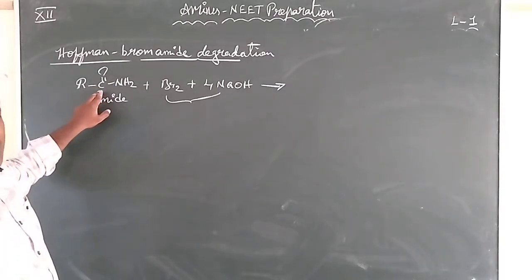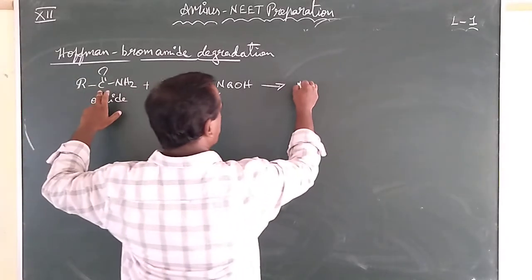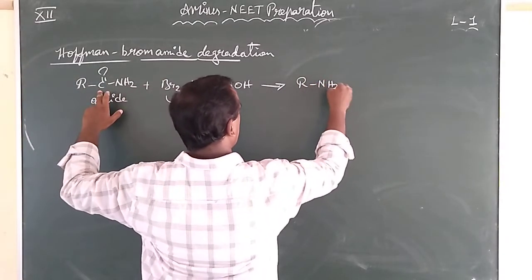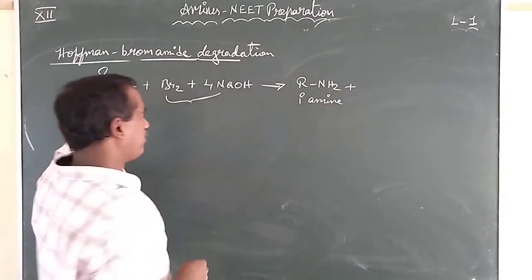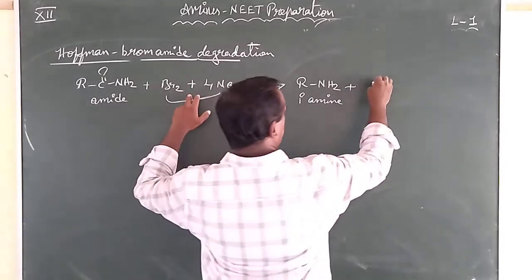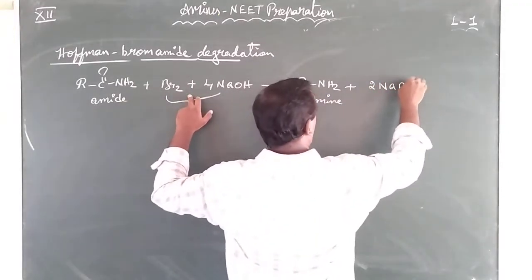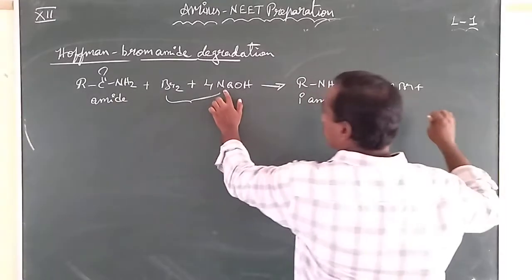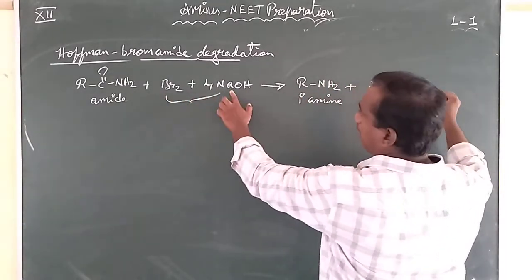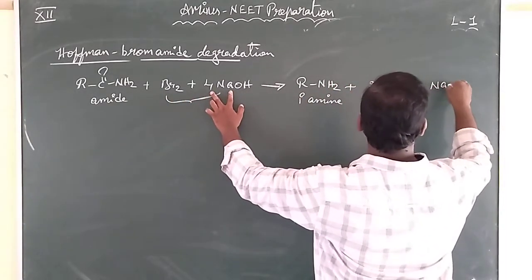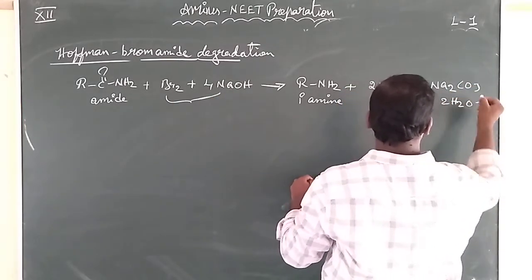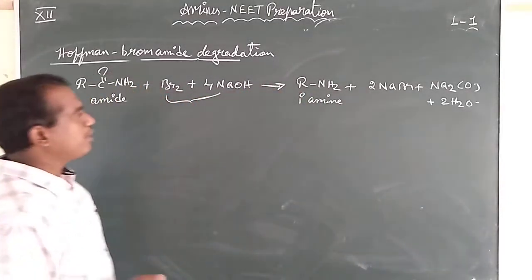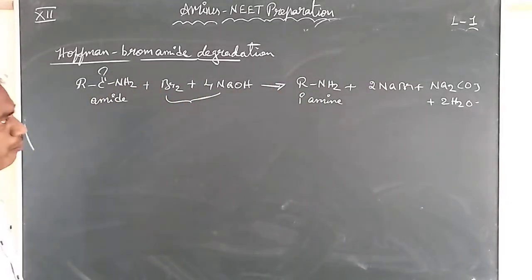Now degradation means the carbonyl group will be removed and the R will be bonded with the NH2. It is converting into a primary amine. Two of the bromines are removed with sodium in the form of sodium bromide, and Na2CO3 plus 2H2O is the byproduct. Very important named reaction for the preparation of organic compounds. Write down this one, children.